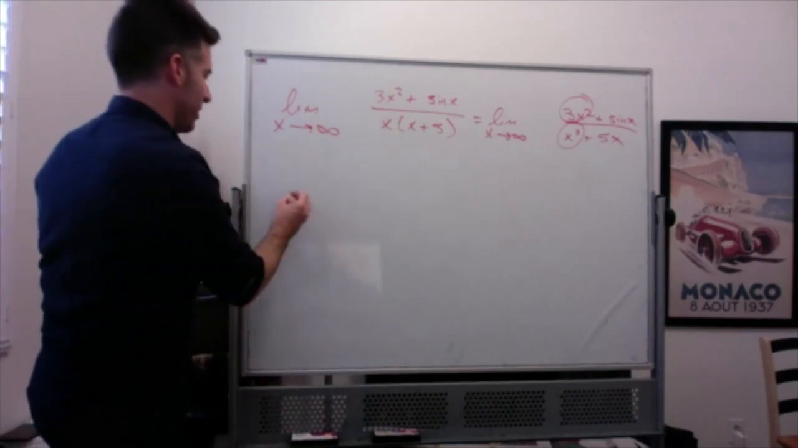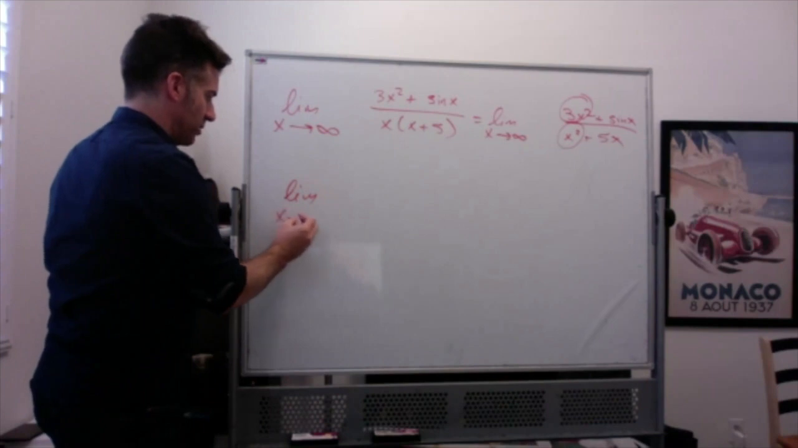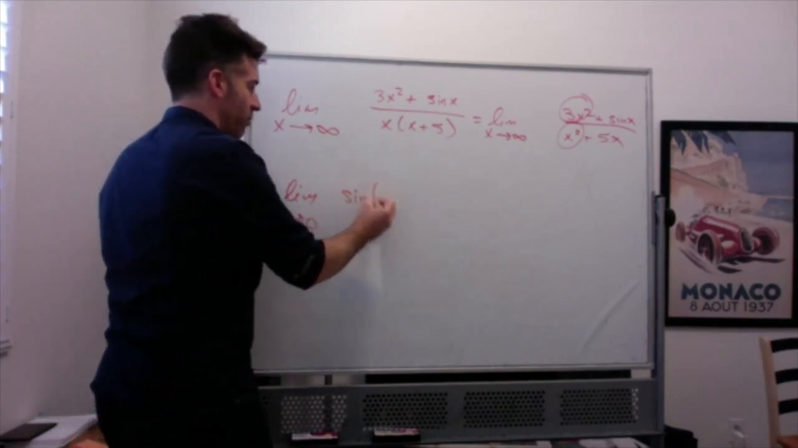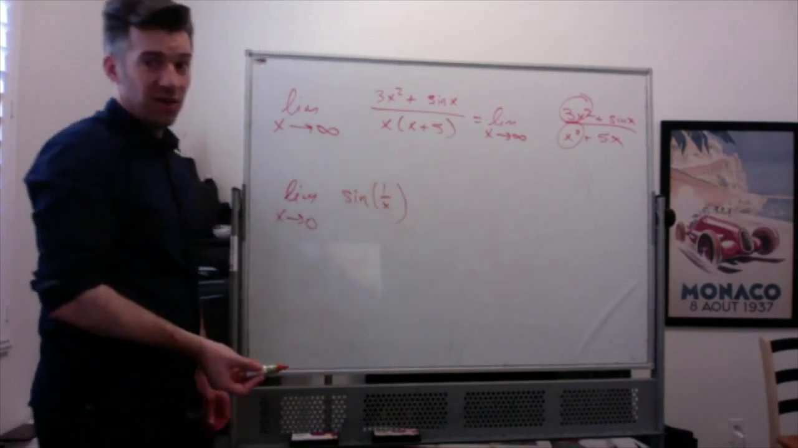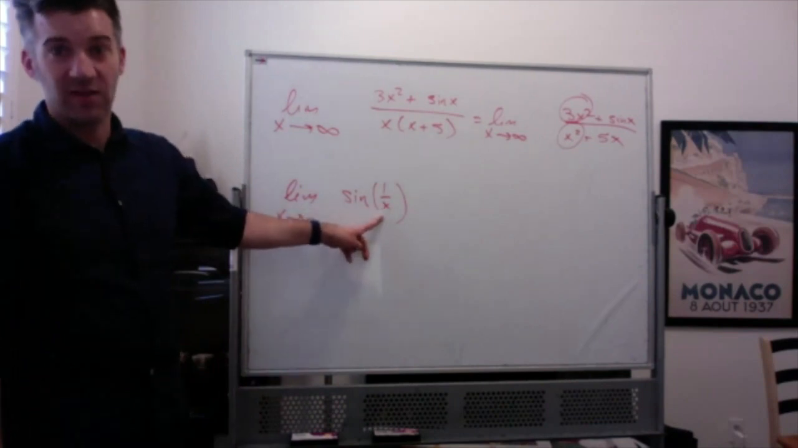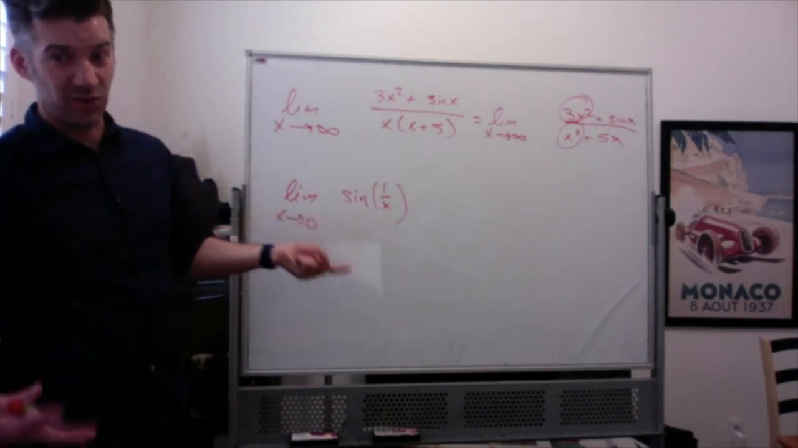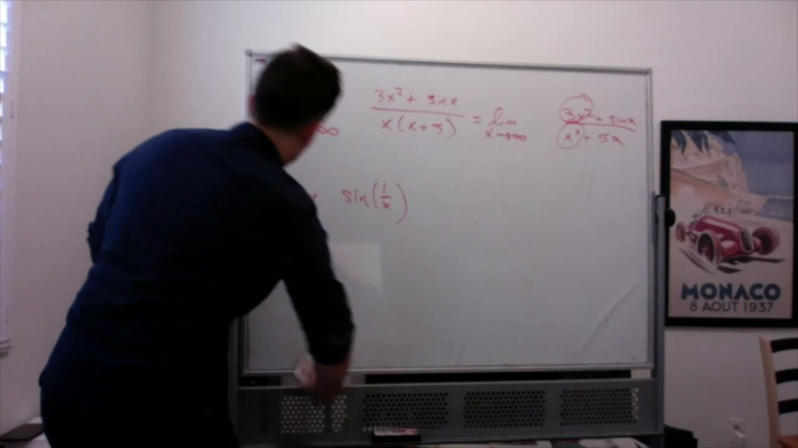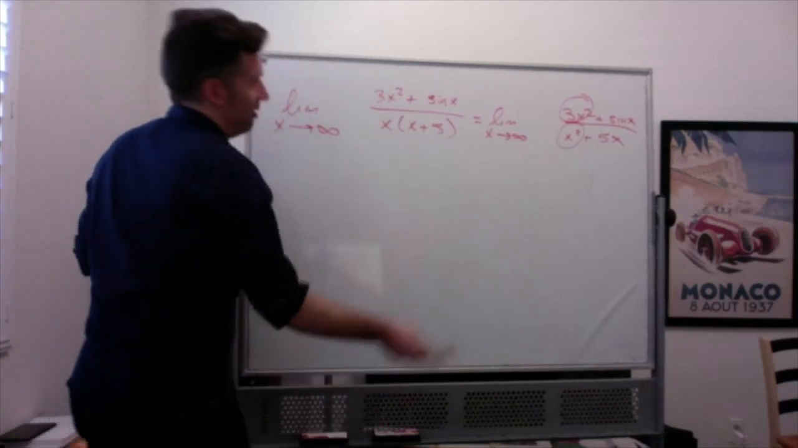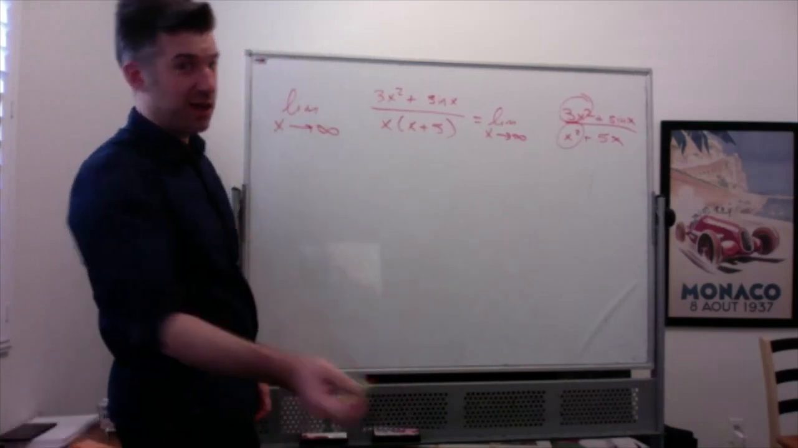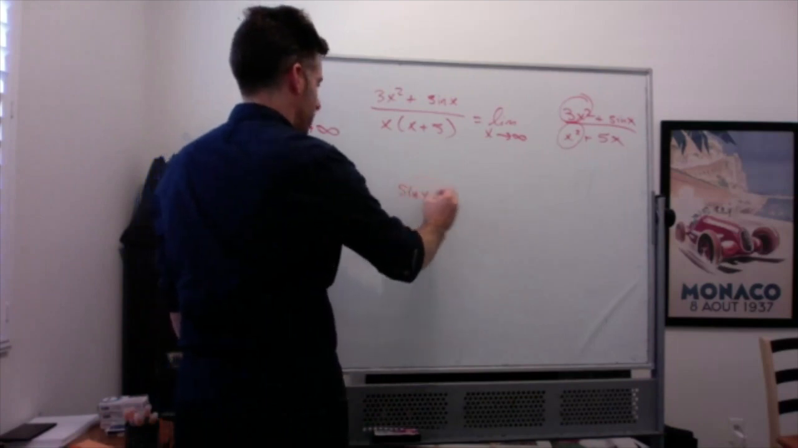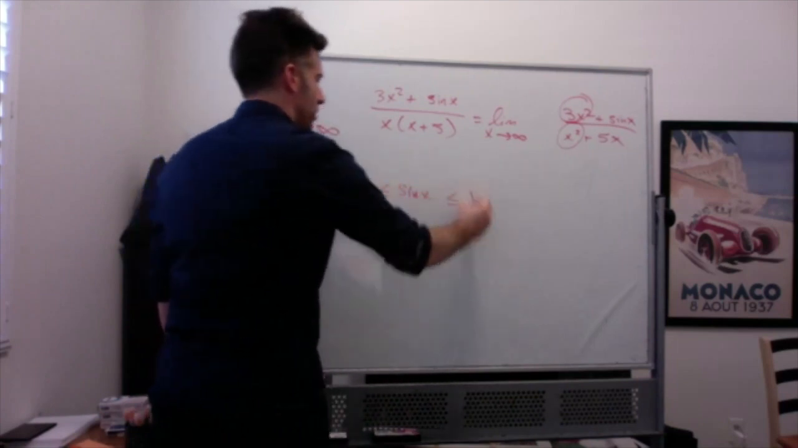Or it could even be something like this. The limit as x goes to 0 of sine of 1 over x, right? Where the insides are getting infinitely large. So I don't really know what the sine function is doing. I'm going to start by saying, well, I don't know what sine's doing, but I know it's stuck. I know it's stuck between -1 and 1.